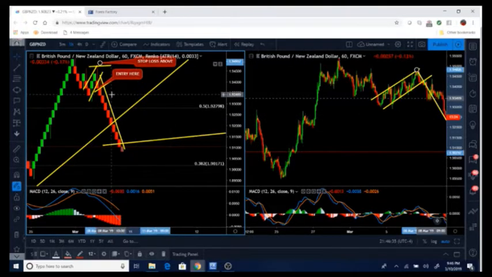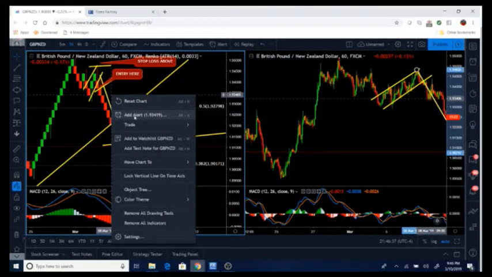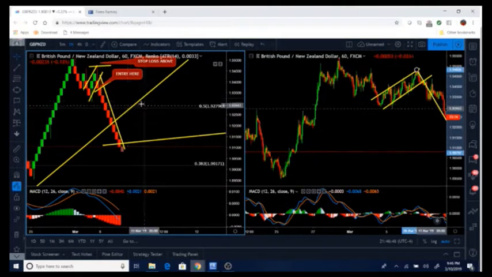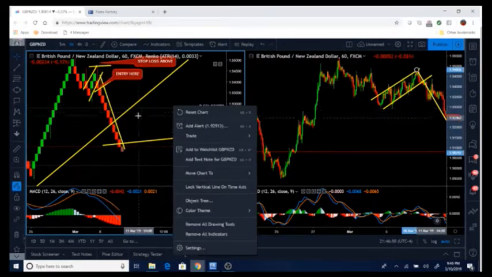Now somebody asks, can you put alerts? No, unfortunately you can't put alerts. You see right there. Your alert won't trigger the way you expect it to. Inputs for ATR, the way it's recalculated, it's too much. So you can only put alerts on traditional charts. So you saw what they said there. So if I say add an alert, it won't.